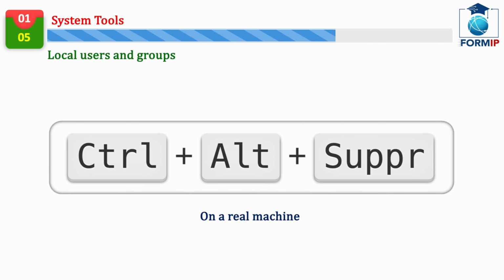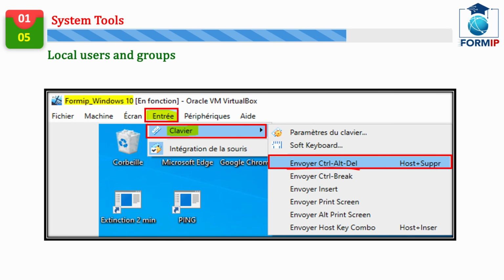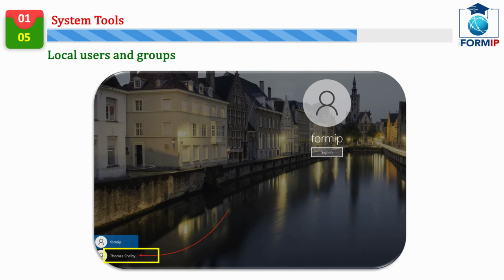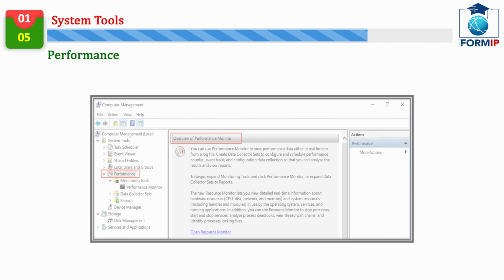As it's a VM, you can't do a Control-Alt-Delete directly from your keyboard, because otherwise you'll do it on your own PC. To do this on a VM, simply go to Enter, then Keyboard, and select Control-Alt-Delete. If you change users, you can see that you now have the choice between Formip or Thomas Shelby.